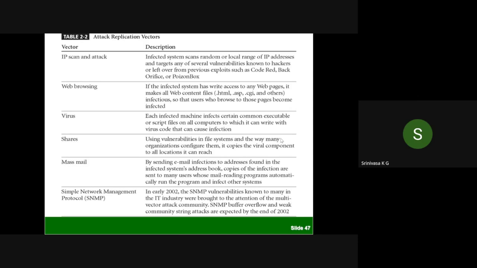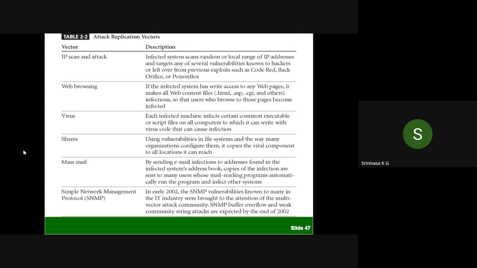Then virus: each infected machine infects certain common executable or script files, or all the computers to which it can write, with the virus code that can cause infections. Then shares: using the vulnerabilities in the file system and the way many organizations configure them, it copies the viral component to all the locations it can.